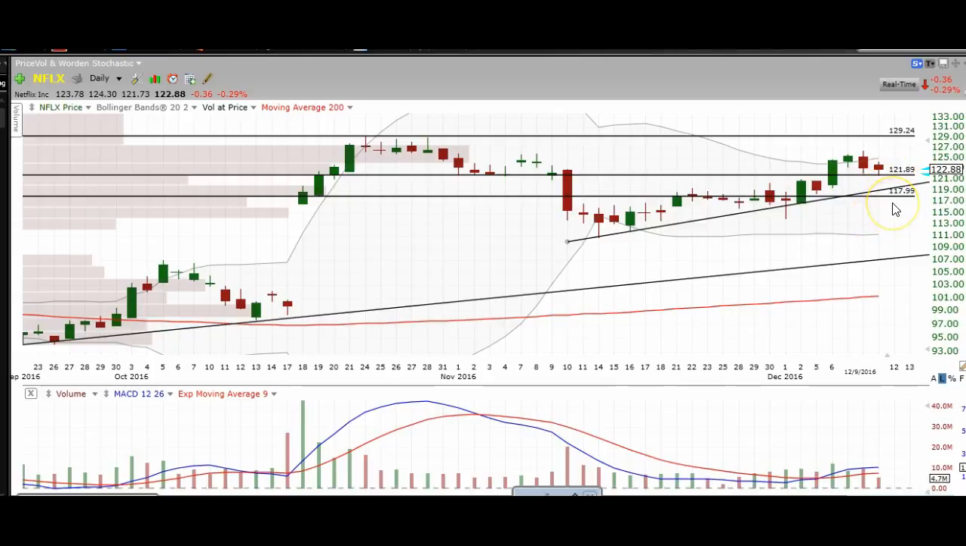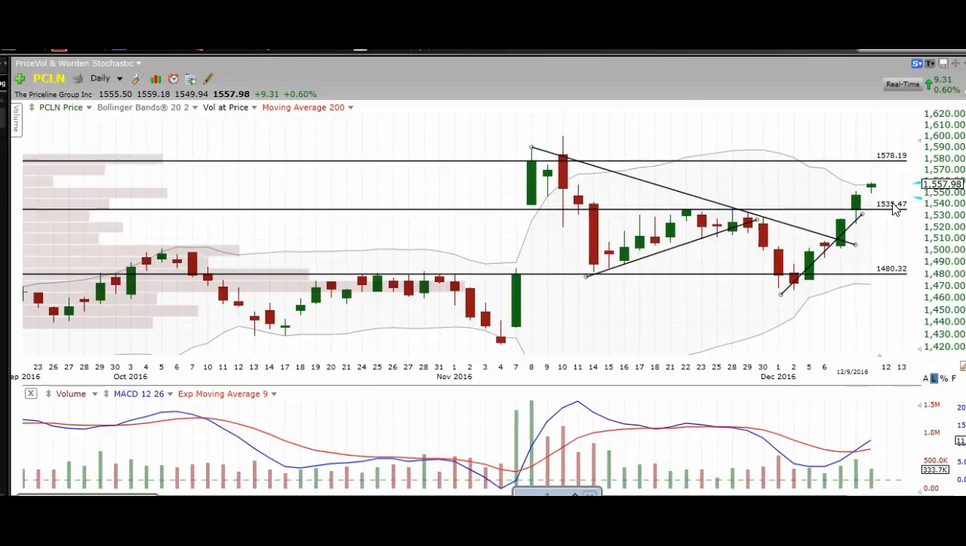The next one we're going to take a look at is Priceline, and you can see Priceline headed higher. We mentioned that Priceline was going to be headed higher if it broke over this 1535 resistance. We got that right here on Thursday. Again, breaking higher here. The next level of resistance is up here near about 1578. So just be aware of that moving forward on Priceline.